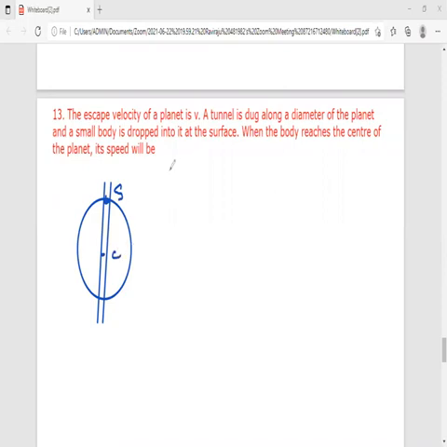So we know that the kinetic energy at the surface plus the potential energy at the surface, the total energy at the surface, is equal to the total energy at the center also. So I will just write the formula for that. First of all, the kinetic energy at the surface: that is 0 only. And the potential energy at the surface will be how much? The potential energy formula is a very standard formula, minus GMm by R. That is the potential energy.